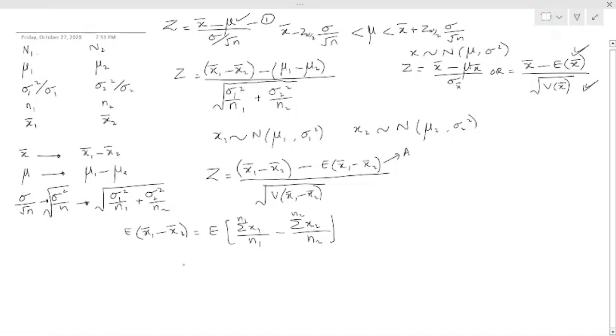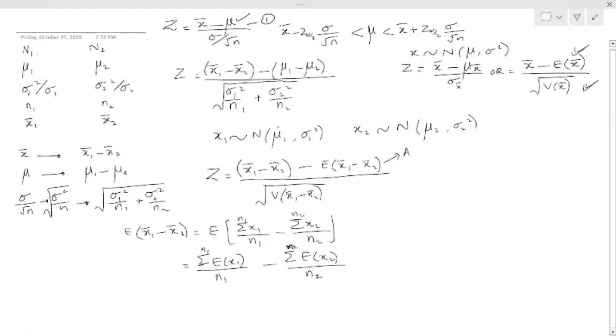Now applying the expected value operator inside the parenthesis or bracket, this expected value operator will only be applied on variable x1, and the summation comes outside. Similarly, on the second term as well, this expected value will be applied on x2 divided by n2.